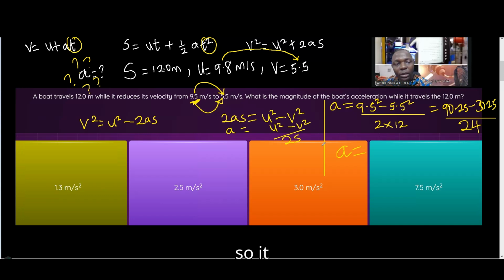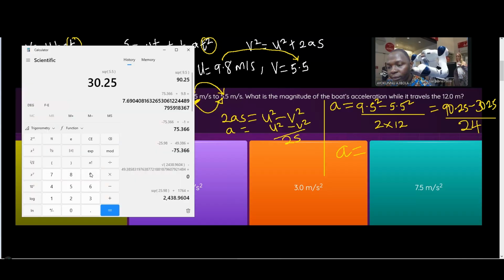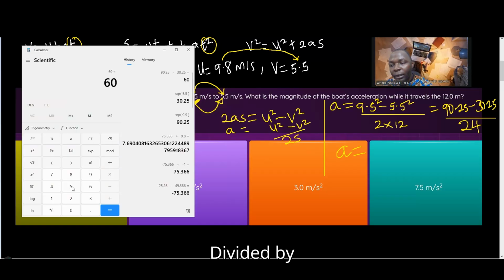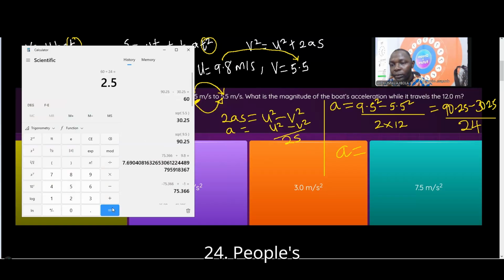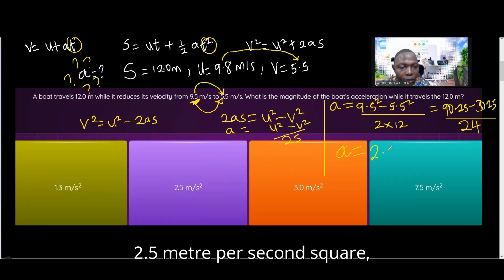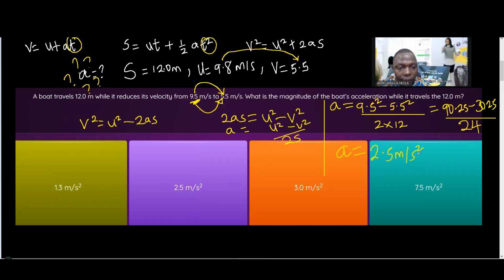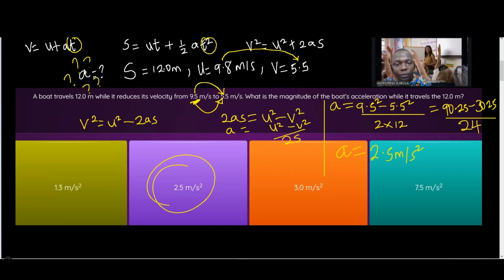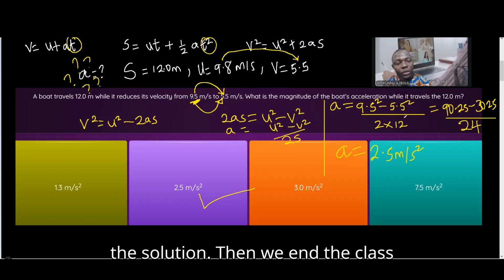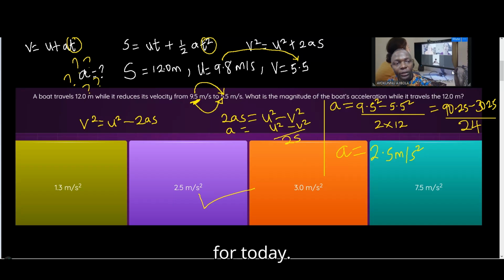So A will be 90.25 minus 30.25. That is 60, divided by 24. That will be 2.5. 2.5 meters per second squared, okay? Is that clear? Yes, sir. And this is the correct option. Now write down the question and write down the solution. Then we end the class for today.